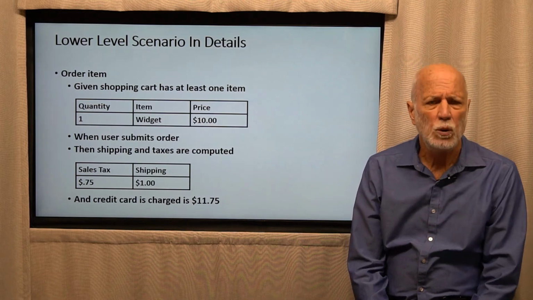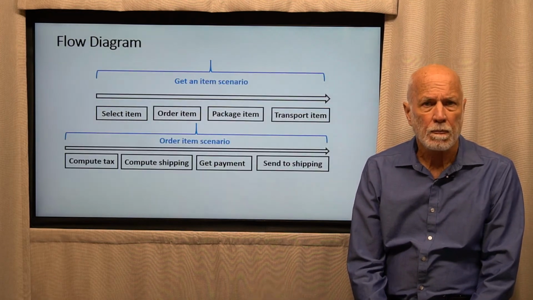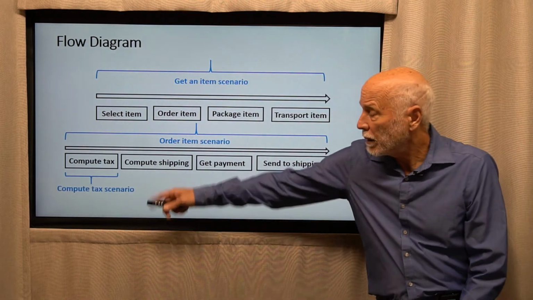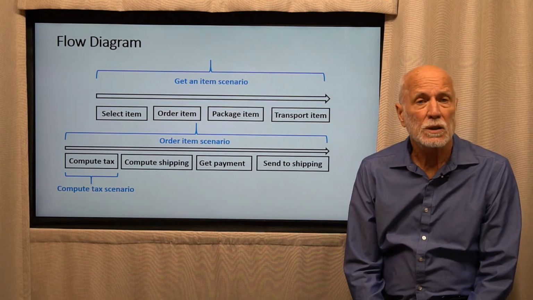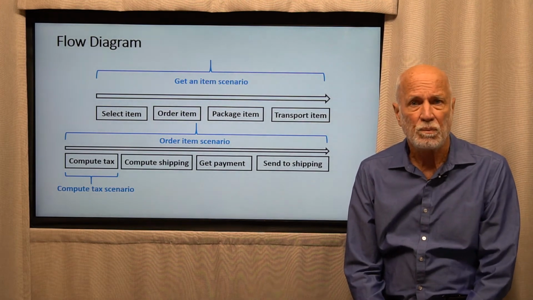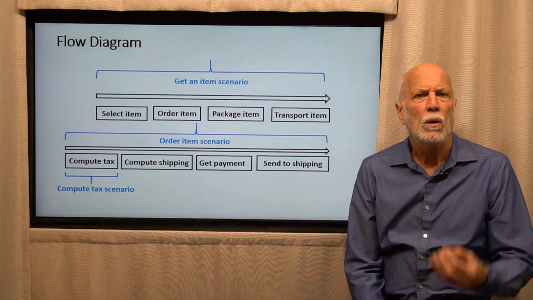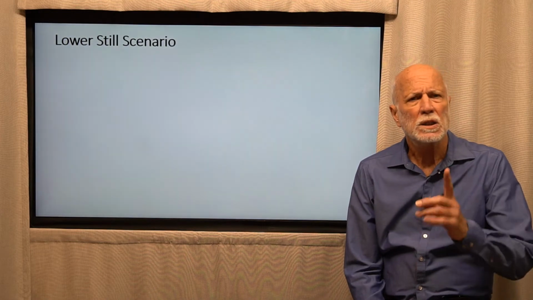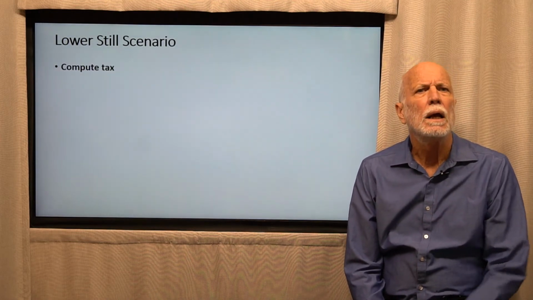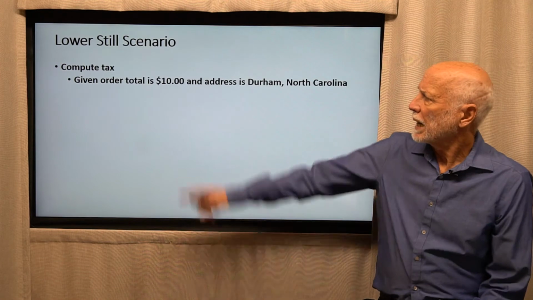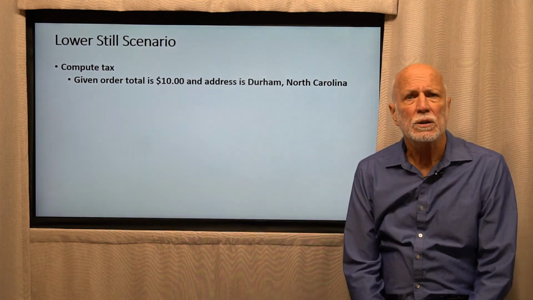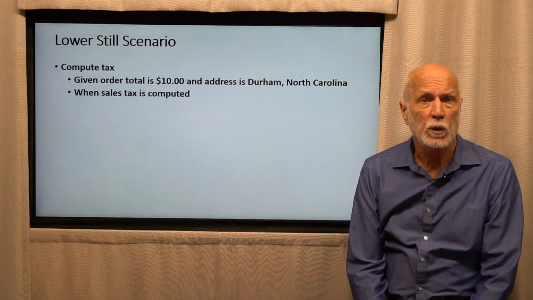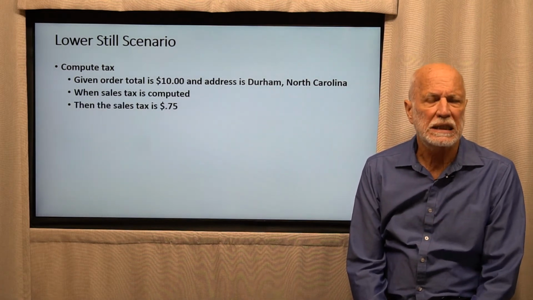Now we can even move further on down. There is our order item scenario, and underneath it, underneath the compute tax, we have a compute tax scenario, which is going to be involved with just the computation of the sales tax. So let's look at that scenario. Compute tax. Given our order total is $10 and our address is Durham, North Carolina, when the sales tax is computed, then the sales tax is 75 cents.